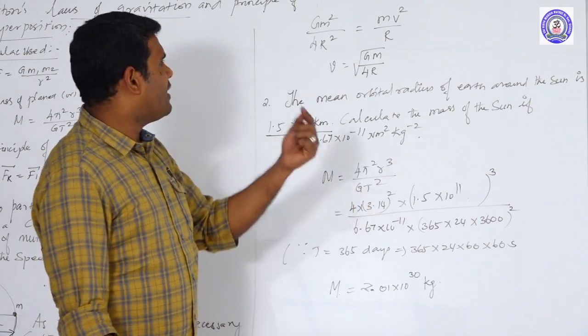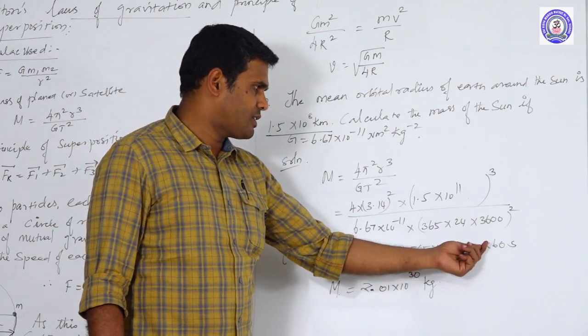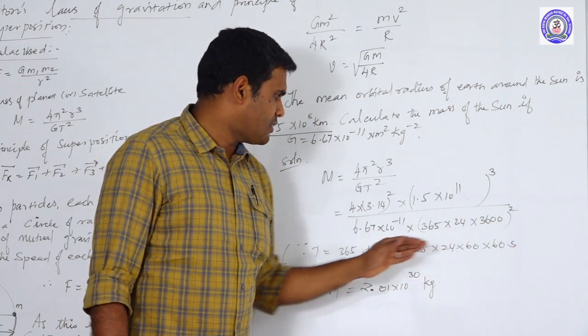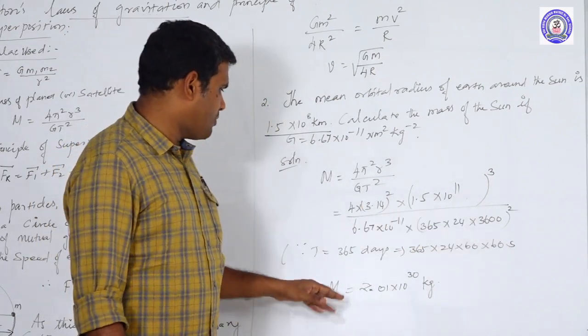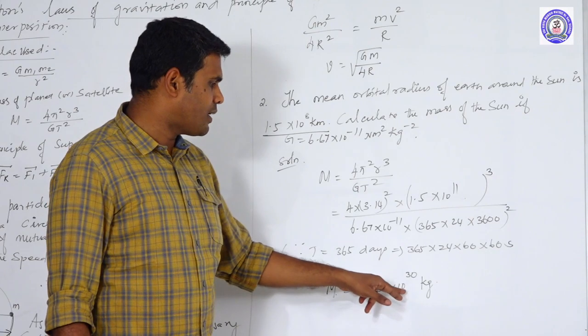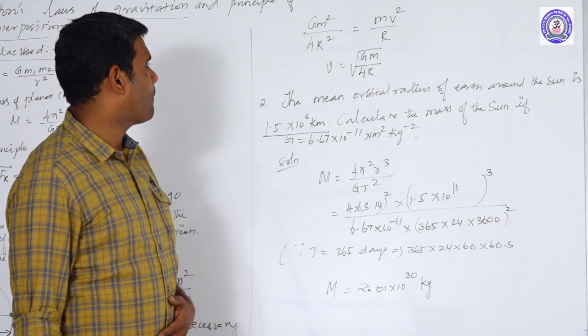One year is 365 days. Each day has 24 hours. Each hour has 60 minutes. Each minute has 60 seconds. So you are converting it into seconds. On substituting all these values and simplifying, you will get M equals 2.01 × 10⁻30 kilogram. Right? This is the mass of the Sun.